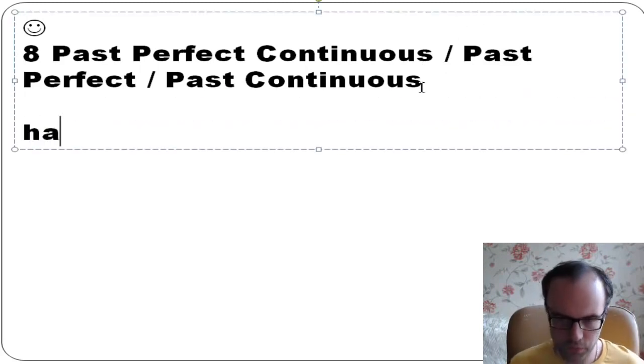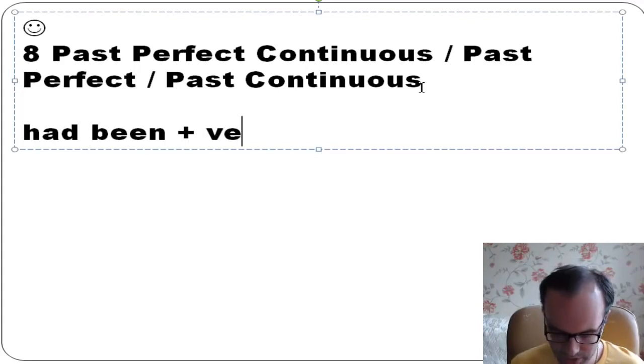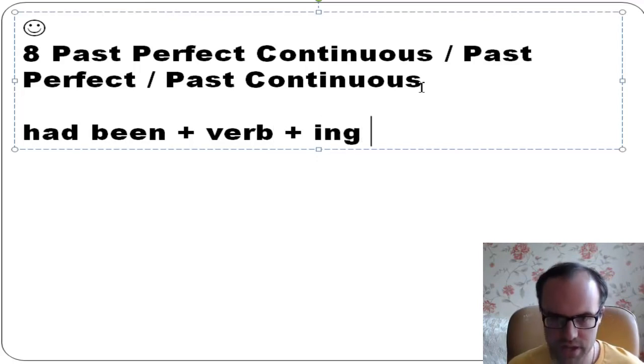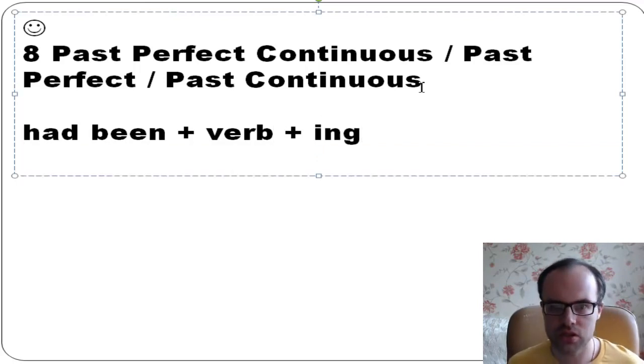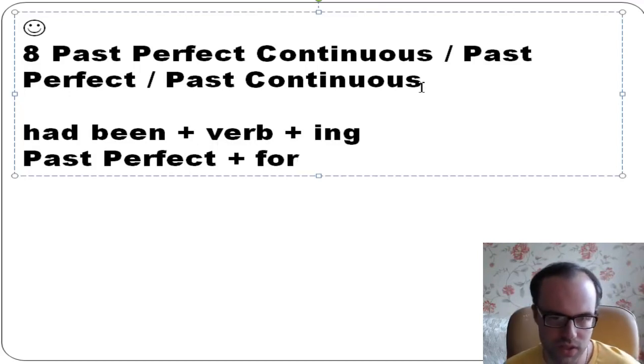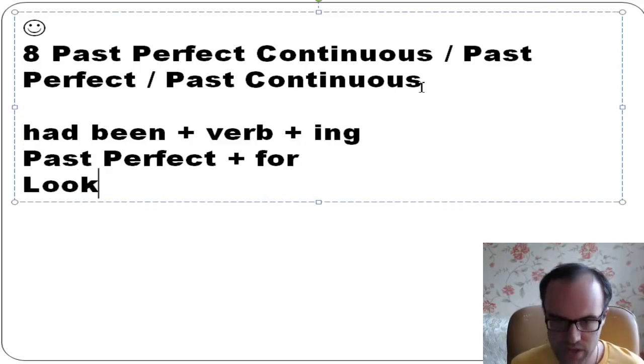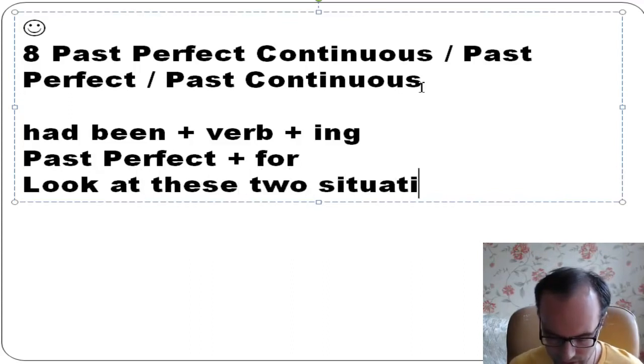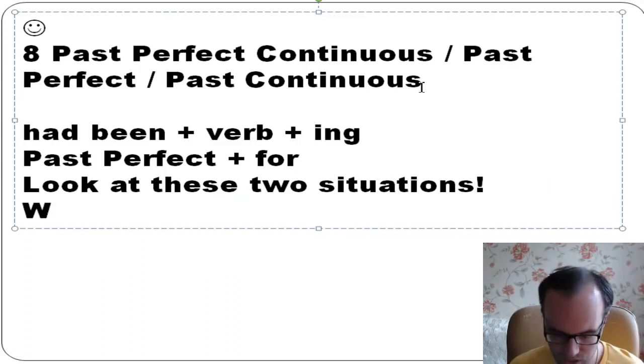Well, how do we form past perfect continuous? Had been plus verb plus ing. So what is past perfect continuous? Past perfect continuous is past perfect plus for. It's like present perfect continuous when you have for. So it's past perfect plus for. Please look at these two situations.